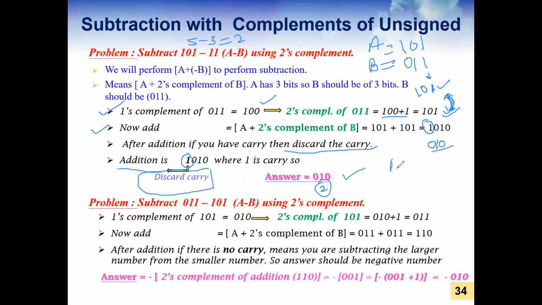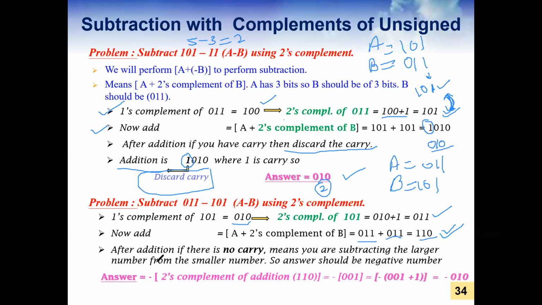So this time A is 0, 1, 1 and B is 1, 0, 1. So get the 2's complement of this, which will be 0, 1, 1, and now add them. And see this time: are we having a carry this time? No. So the rule is the same as it was for the 1's complement.